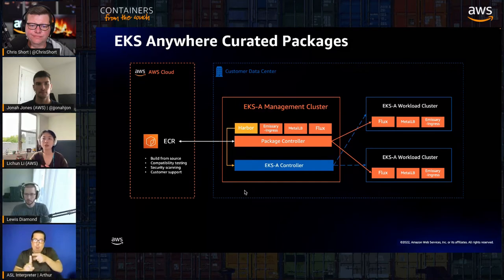We will continuously do compatibility testing, making sure that each of these packages we release for you is going to work with the version of Kubernetes or the rest of the EKS Anywhere toolchain versions we are releasing the package with. So you don't have to do any of this compatibility testing. And we do all the security scanning and continuous remediation for that. And lastly, most importantly, you can call AWS support to get help for any of these packages, as long as you have the EKS Anywhere subscription.